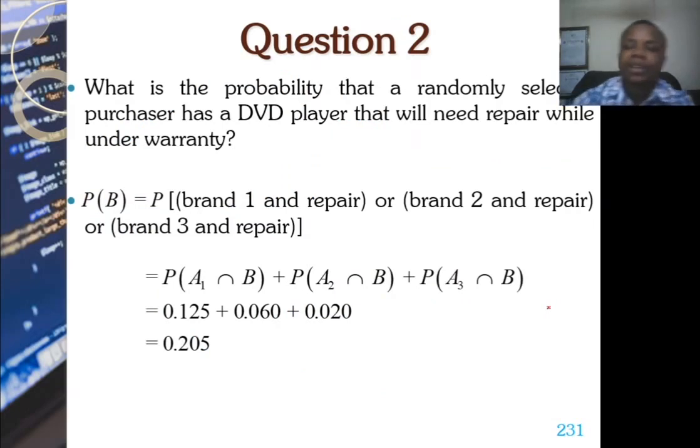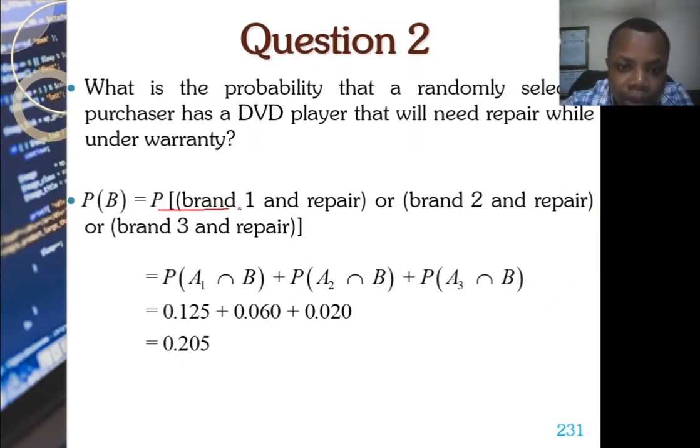So there's also another question involving these DVD brands. What is the probability that a randomly selected purchaser has a DVD player that will need repair while under warranty? And remember, with this one, we did not specify the brand. So in this case, we are going to do it for each and every one of them. This could be the probability that brand 1 will require repair, or brand 2 which will also require repair, or brand 3 which will require repair.